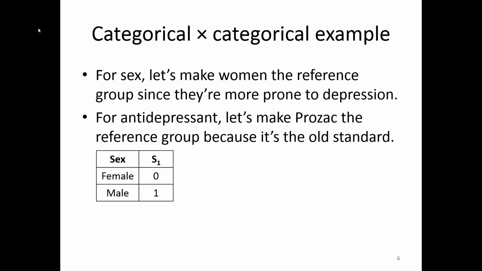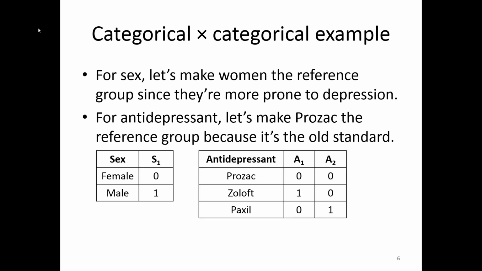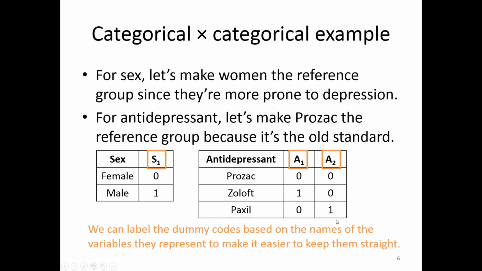And then for antidepressants, let's make Prozac the reference group because it's the old standard. So obviously this isn't a scientific classification, but maybe Prozac has been around a little bit longer, or it's more prevalent. So we say that we're going to make it the reference group. And then we need 2 dummy codes for antidepressants. So A1, if that participant took Zoloft, they get 1. If they took Paxil, they get a 1 on A2.